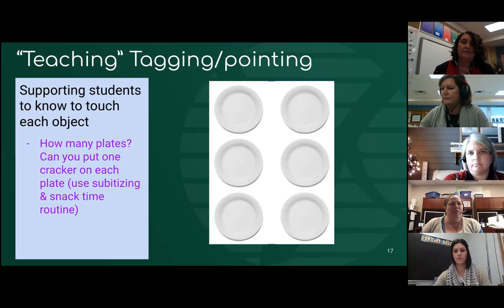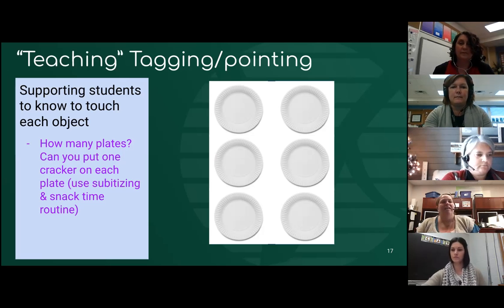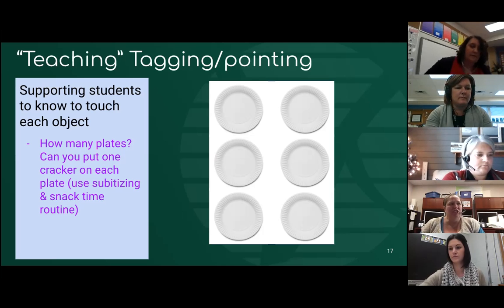Then, if you put 1 cracker on each plate, let's count the crackers when we put them out, so that they already know that there's 6 plates. We could say, let's count the plates, even once they've already told you how many are there. And then we can talk about putting a cracker on each plate and counting those crackers, so that they can learn to touch each object as they're counting.